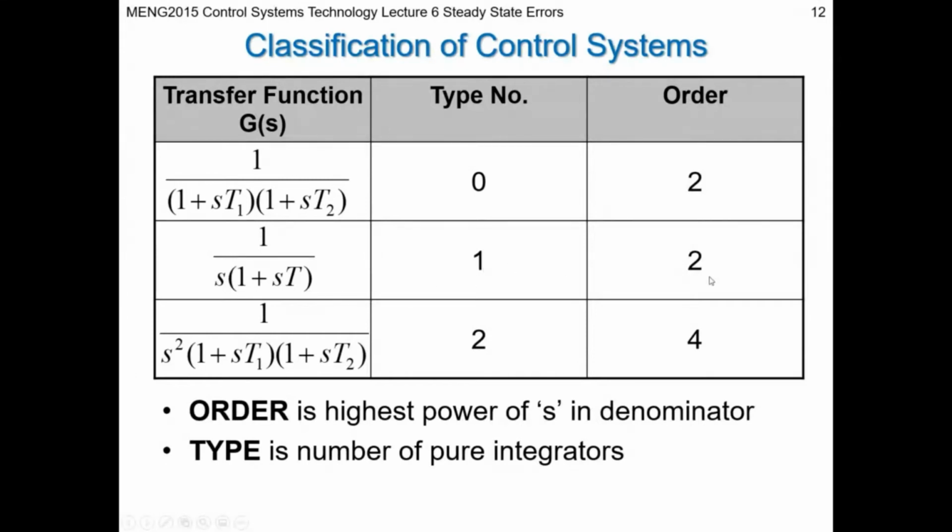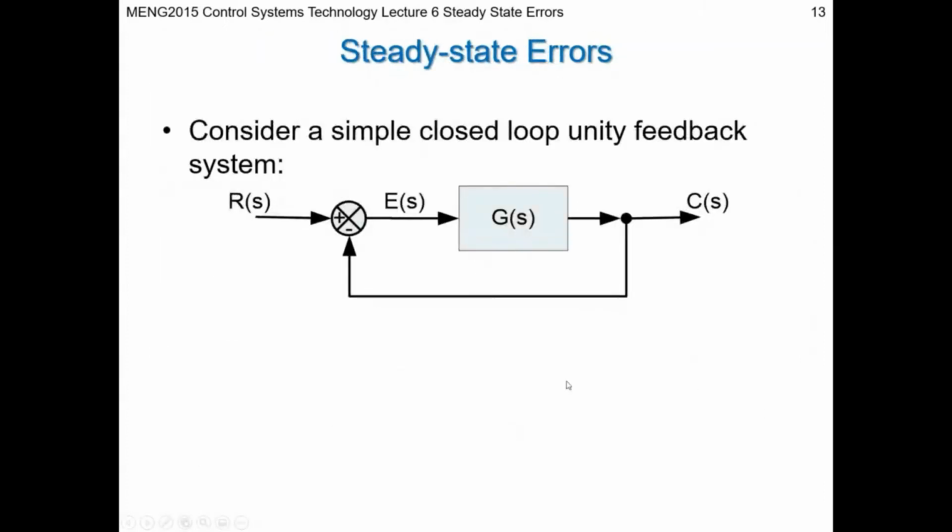And sure enough, it's a type 1 system, but truly speaking, it's actually a second order, because when you multiply out, you get s squared here. Then this one here, the more complex looking one, the type is 2 because it has 2 pure integrators, and it's a power of 4 if you multiply it out, so it's fourth order. Good. So let's move on.